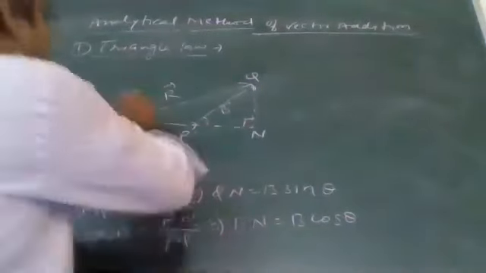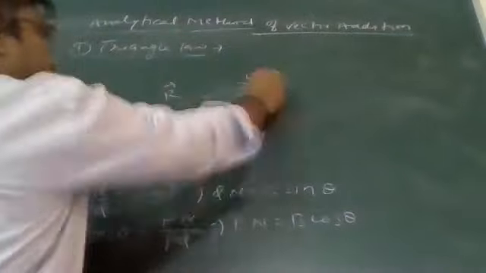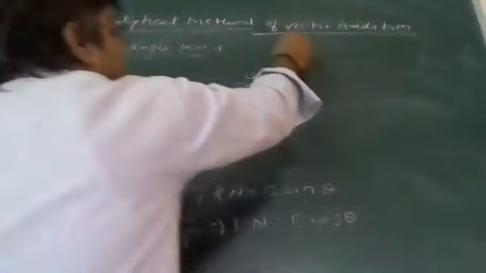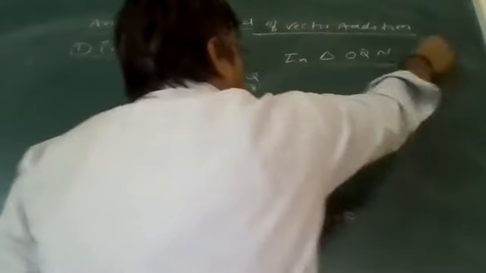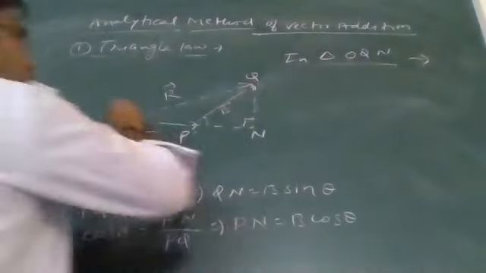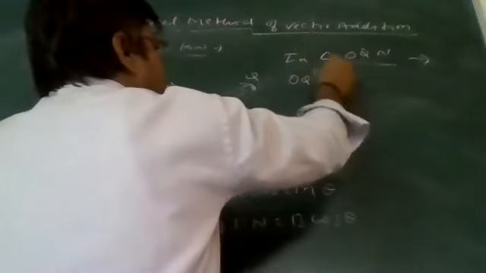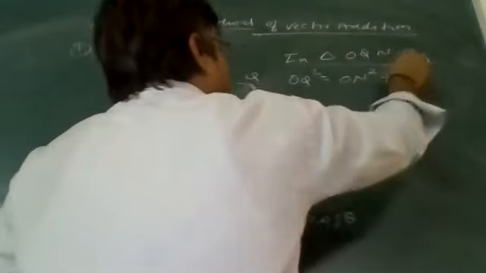Now I have to find out the resultant. The resultant is OQ. So in triangle OQN, if we apply the Pythagoras theorem, then OQ square will be ON square plus NQ square.